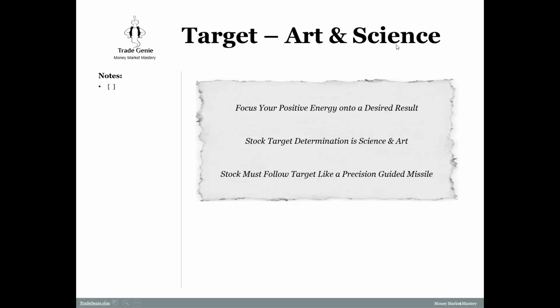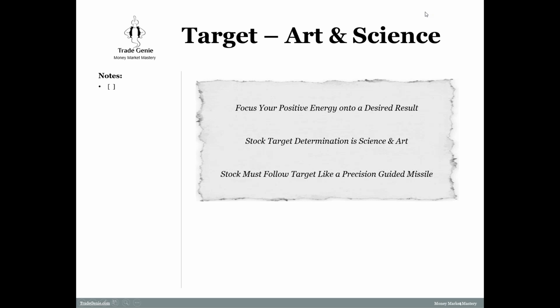Determining the target is the most important. Where are you going to exit? Anybody can just buy calls and puts, but where to exit? It's like, okay, you told me to buy this, now I bought it. Now where do I exit?